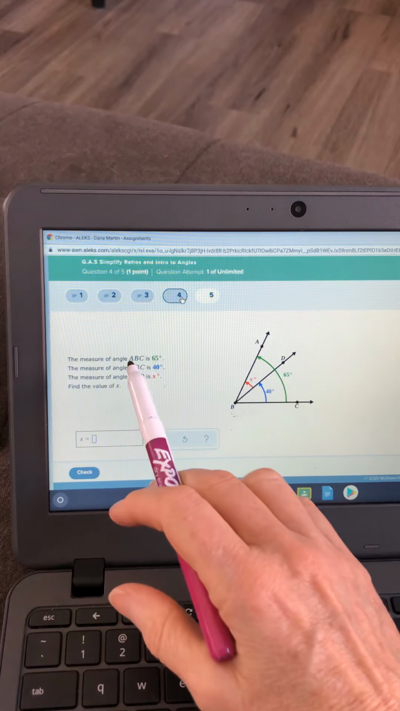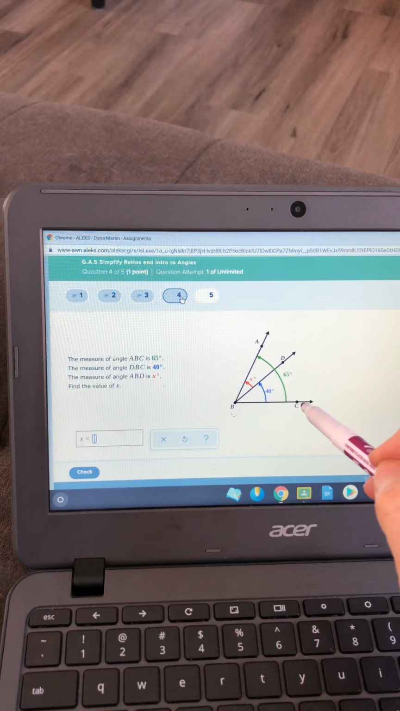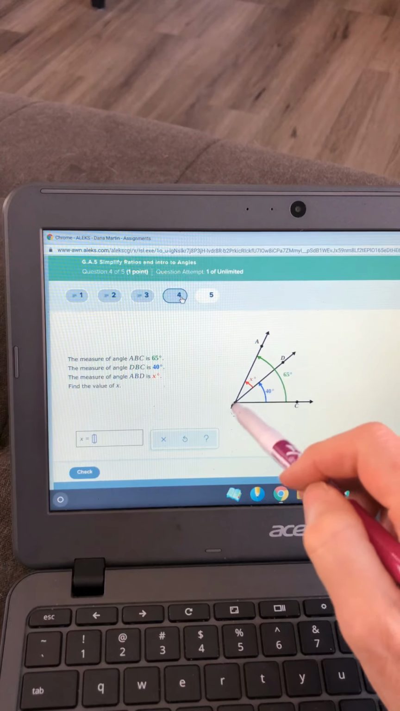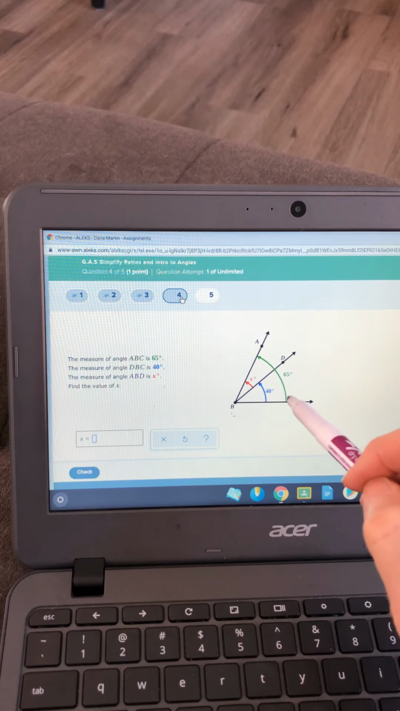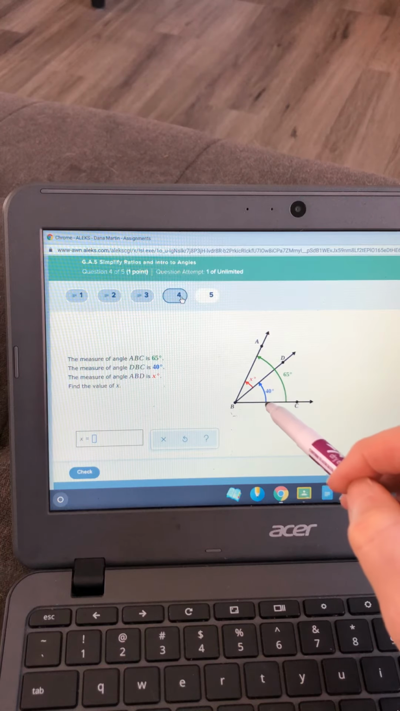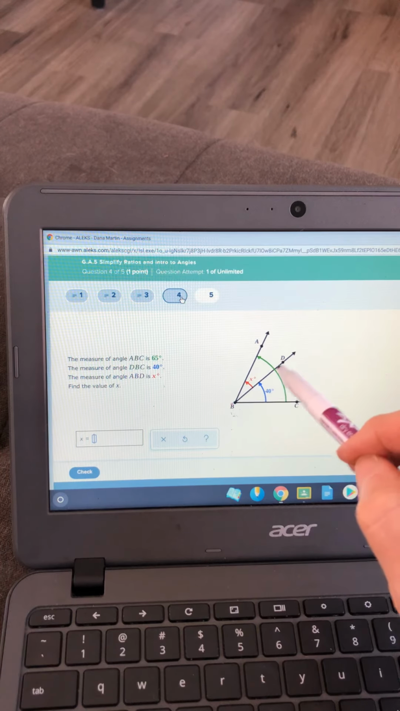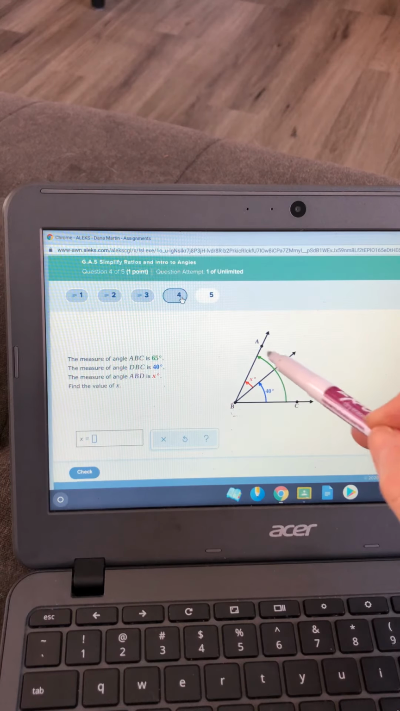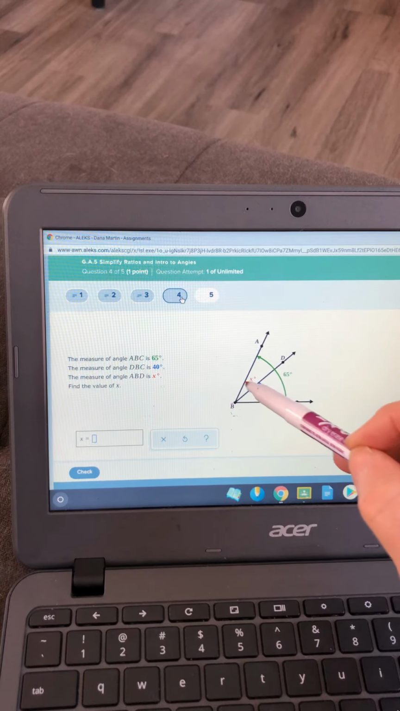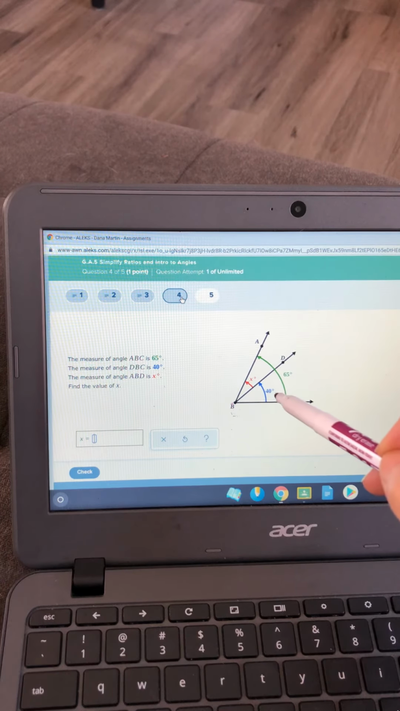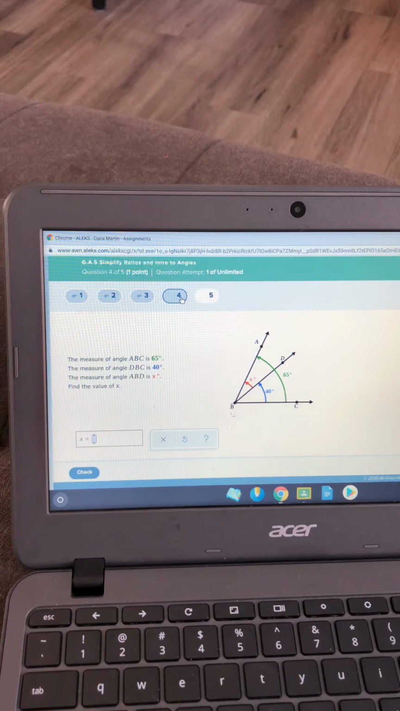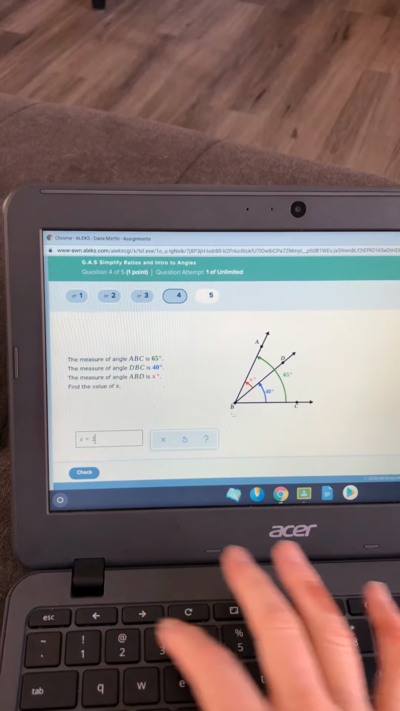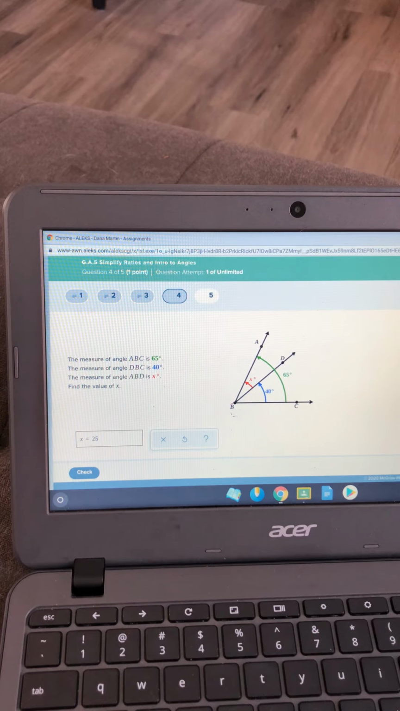That's basically it. ABC, ABC. That's how you read this. The measure of angle ABC is 65. DBC is 40, and ABD is X. See all that? It looks real technical. That's all it meant. Okay, so it's just letting you know the big green angle, the little blue angle, and then what's the red angle? Well, what's 65 take away 40? I'm not going to subtract that because you should be able to do that in your head. The answer is 25. So X is 25. 25 plus 40 equals 65. We're done. Going on to number 5.